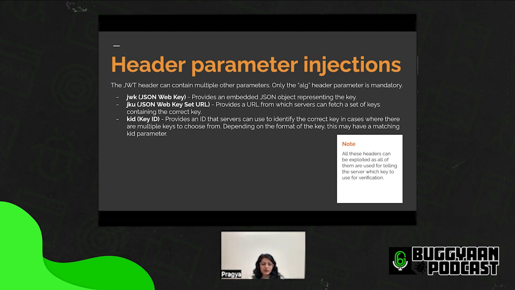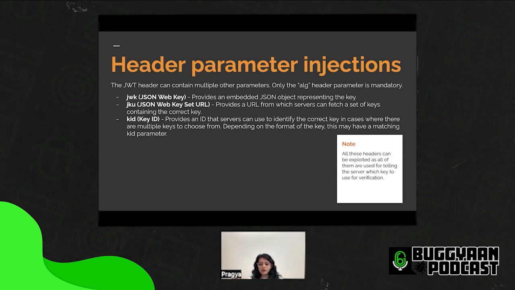Then we have another header called JKU. Its full form is JSON Web Key Set URL. This JKU provides a URL from which servers can fetch a set of keys containing the correct key. So JKU is effectively a URL which points to the public key that it needs to use for verifying the token. JKU is a URL. JWK is the JSON object, the actual key.